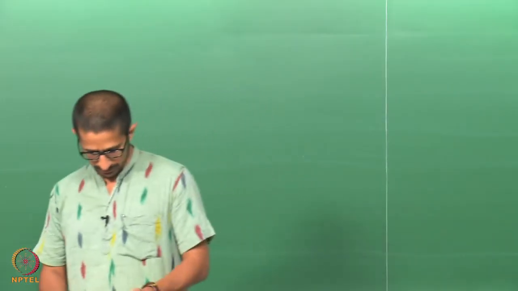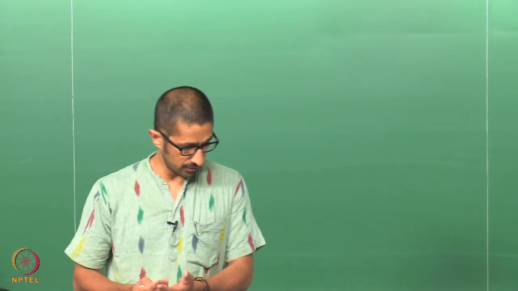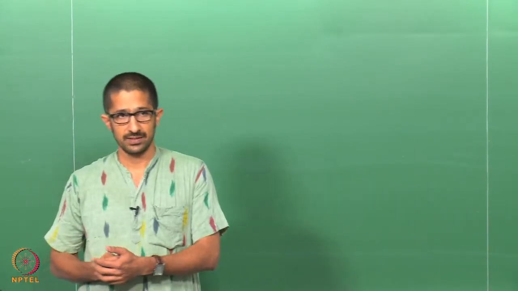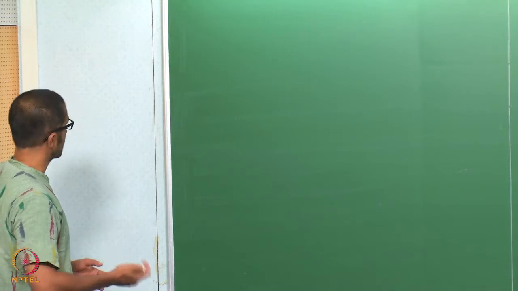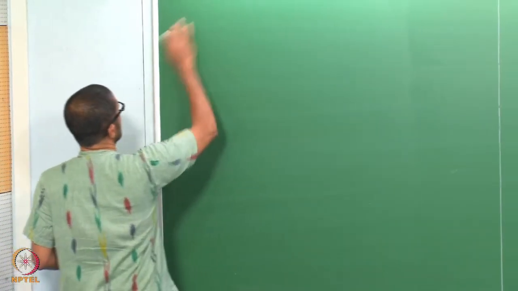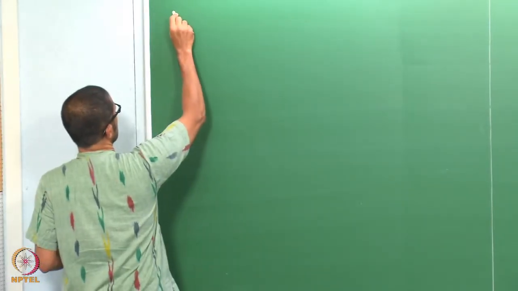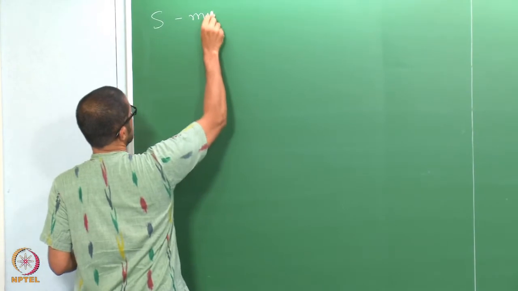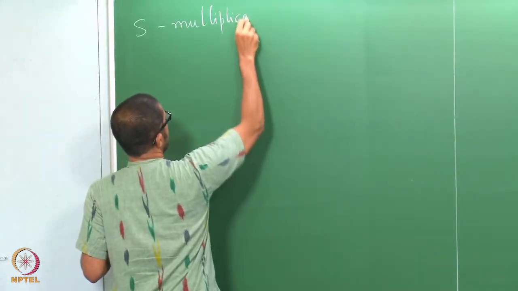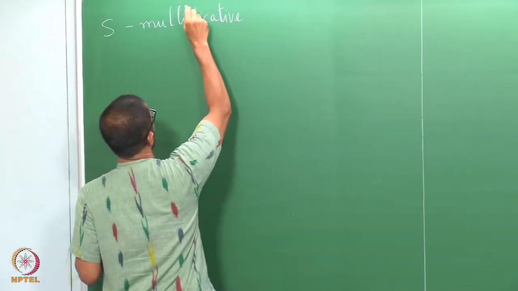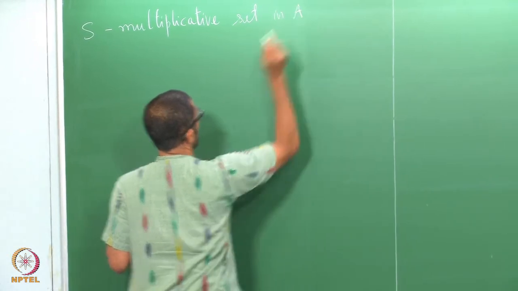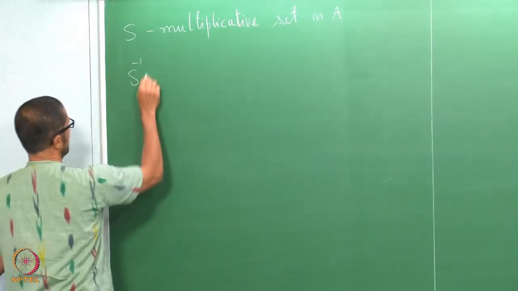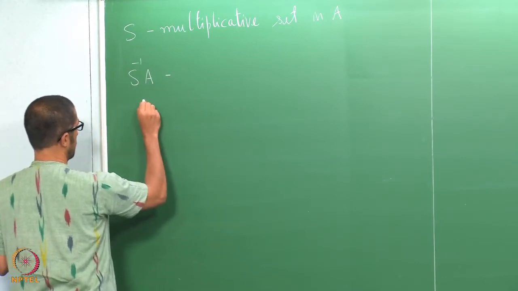Okay, so we were talking about tensor localization, and we proved the uniqueness of localization of a ring at a certain multiplicative set. So, we said last time we showed that if S is a multiplicative set in A, then the ring S inverse A is uniquely determined by three properties.